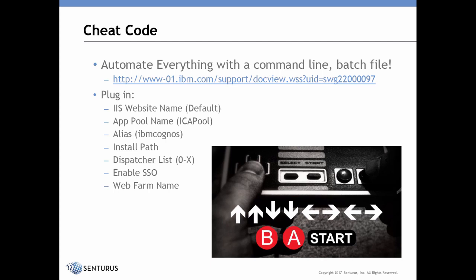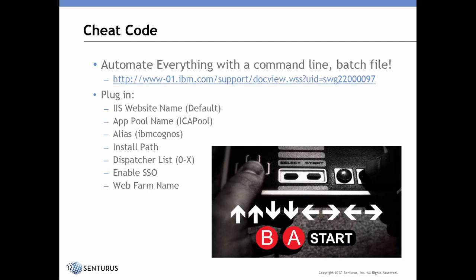It asks you for about 6 or 7 different parameters, and most of them you don't even need to change. I mean, if you're using the default website, you don't need to change that. If you're using a standard app pool, they just define one called ICA pool. If you have any problem with that, you can change it, but you can leave that alone. Are you going to change the alias? Typically do the IBM Cognos as the standard alias, but maybe you need something specific. So many of these things you don't need to change.